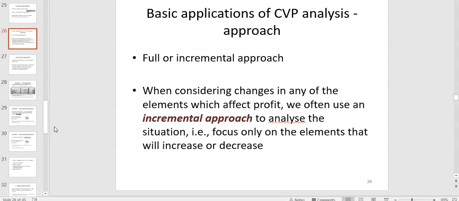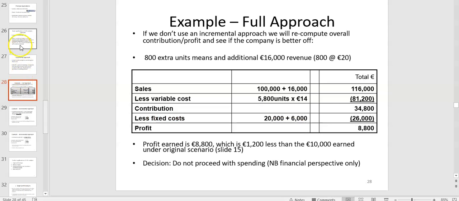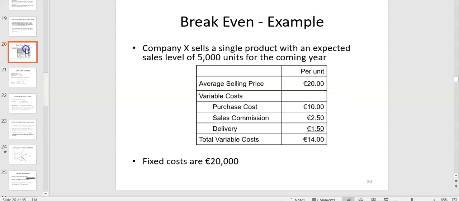So when you're doing calculations with CVP, you can break it into two different approaches. You can either do the full approach, where you restate the whole income statement and do your calculations for a different level of activity, or you can do the incremental approach. So for example, if I go back to this one, and we wanted to figure out what the profit level is for 7,000 units, there are two ways of going about that.